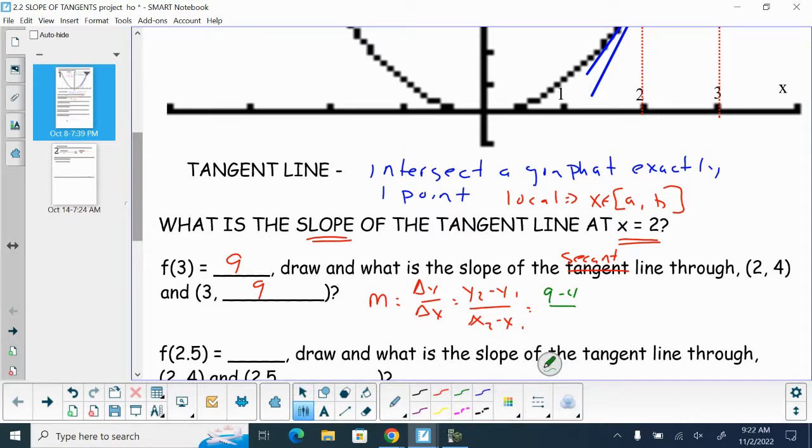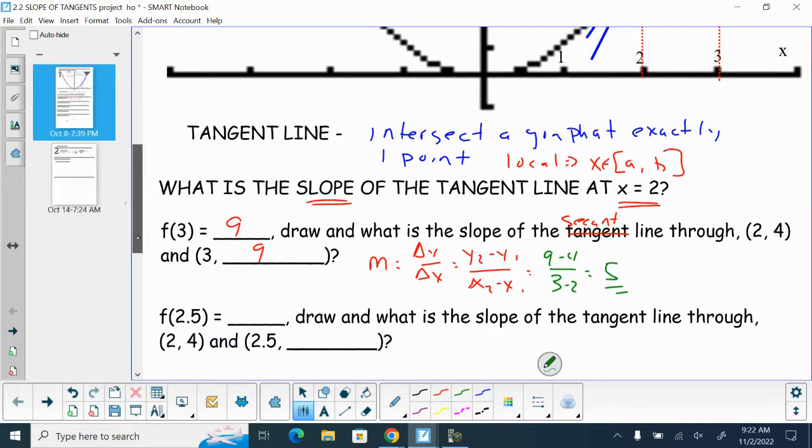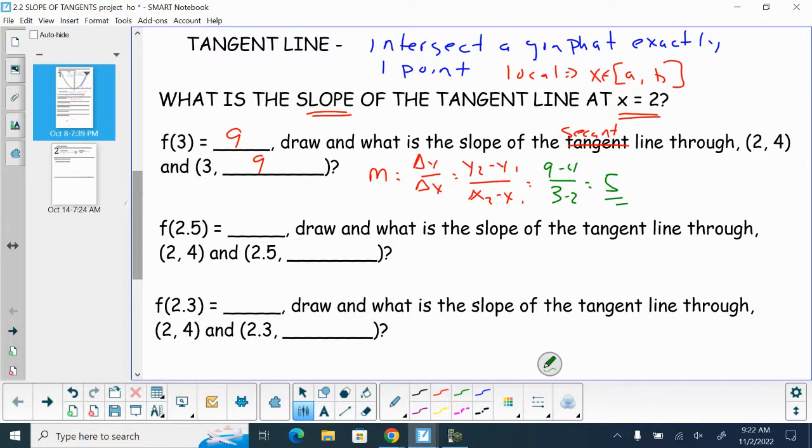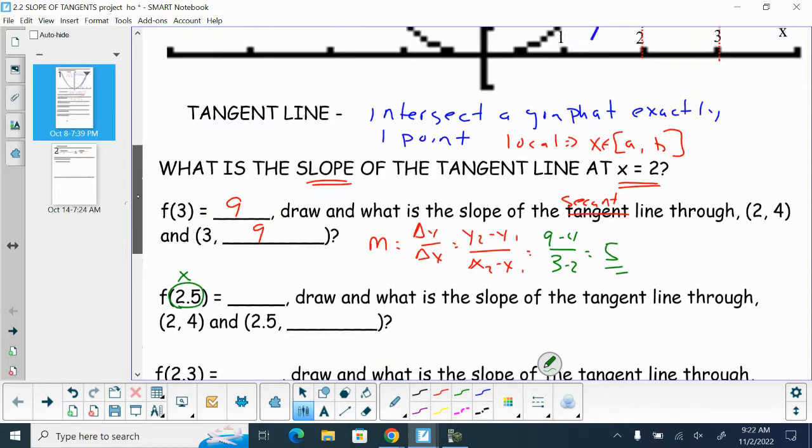I have 9 minus 4 over 3 minus 2. So Quentin, what do we get for a slope? Oh, 5. We get a slope of 5. That's right. Well, let's take a look at x is equal to 2.5.